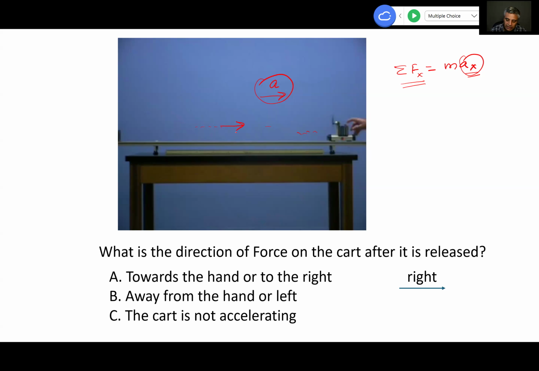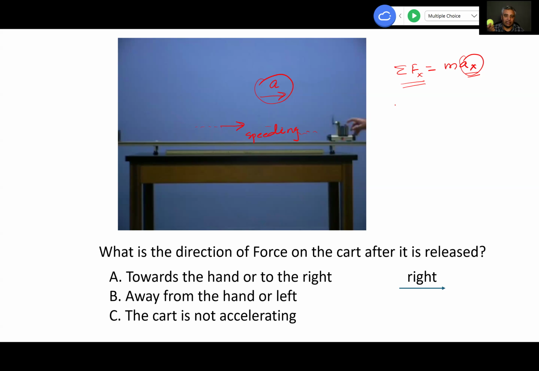So when V is this way, it's speeding. Its speed starts increasing. Speeding means acceleration is in the same direction, so acceleration is always to the right. So that means force is always to the right. And that situation is no different than this when we throw a ball vertically up.